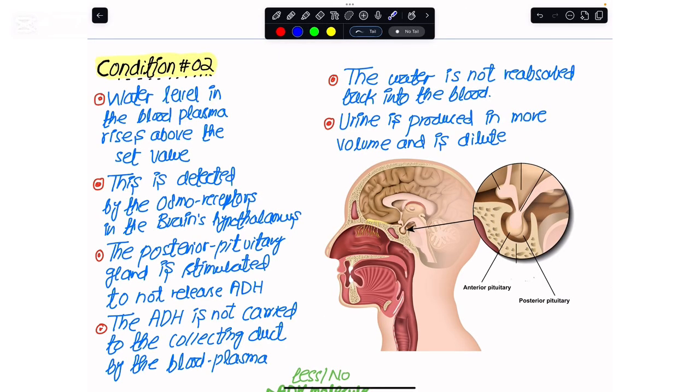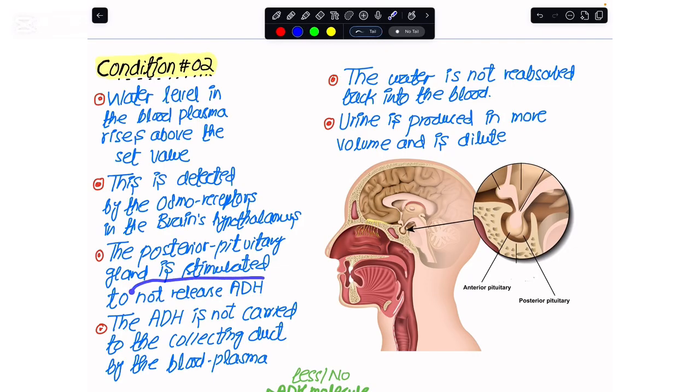So now comes the second situation. There was a random day and you had a lot of intake of fluids. So that means now I would like the water to be lost in the urine and not be reabsorbed back into the blood plasma. So simply, when the water level in the blood plasma rises above the set value, again in the hypothalamus of the brain, the osmoreceptors would detect it. And now they would cause the posterior pituitary gland to not release antidiuretic hormone.